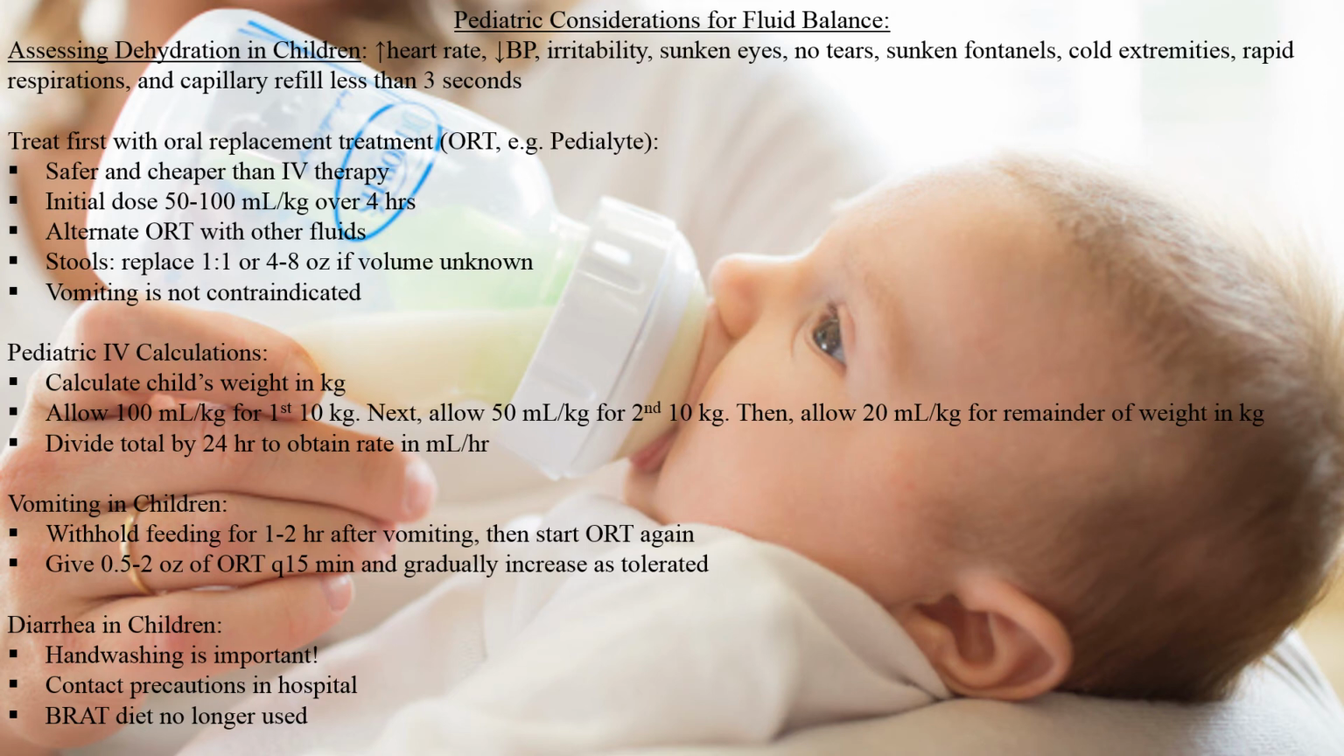Vomiting in children. When a child is vomiting, you need to withhold feeding for 1 to 2 hours after vomiting, then restart with ORT again. Give 0.5 to 2 ounces of ORT every 15 minutes and gradually increase as tolerated.